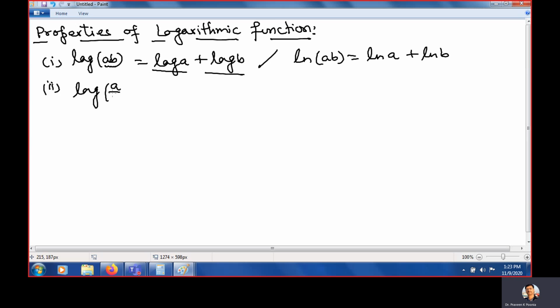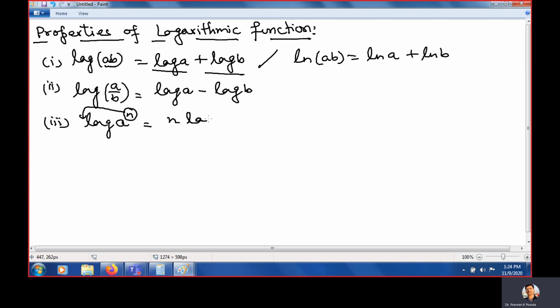Second property is log of A upon B. So it is log of A, division means negative, log of B. This is property number 2. What is property number 3? If something is written in power, A power n, so this n will be shifted, the power will be shifted here. So this is n log A. This is property number 3.